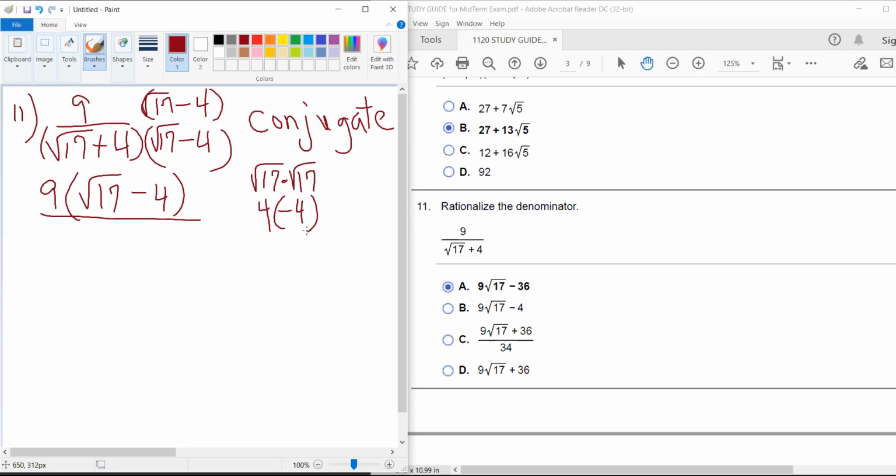Now, y'all saw in the last problem, when we multiplied the square root of 5 times itself, well, it gave us 5. That's another neat rule to remember. The square root times itself is just itself without the radical sign. So here that would be 17, and then minus 16. And that gives us 1 in the denominator.